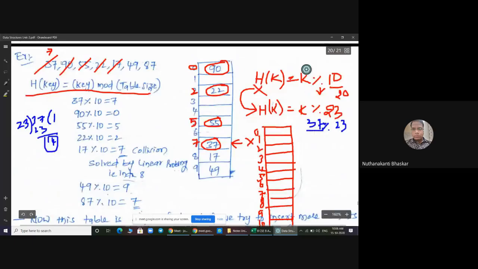Then what is the hash value of 90? Tell me. 90 modulus 23. Then tell me how many times? Here you are all from mathematics. Please do it fast. What is the hash value for 90?